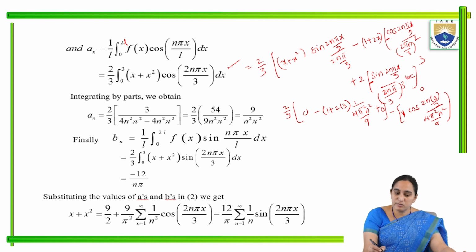Okay? Here observe, the sine terms are completely 0, and after substituting the limits in cosine, directly after the simplification we get 9 by n square pi square. And finally, what about bn?